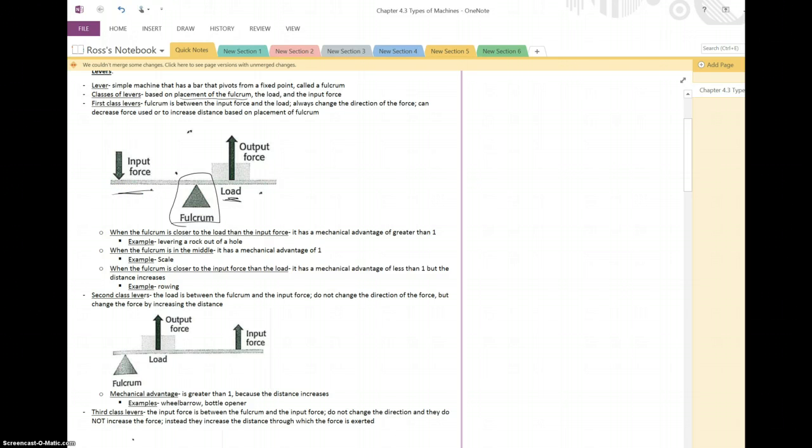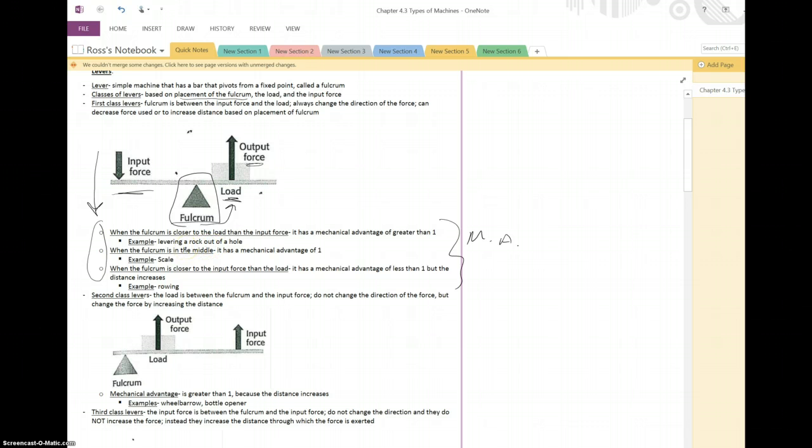So within a first class lever, you could talk about, this will analyze the mechanical advantage. Right, MA, mechanical advantage. So when the fulcrum is closer to the load, so when this moves over here, it has a mechanical advantage of greater than 1, because what that ends up doing is you have to push down for a further distance, right, which will mean that the distance over here will be shorter, but the force will be greater. So that's like levering a rock out of a hole.